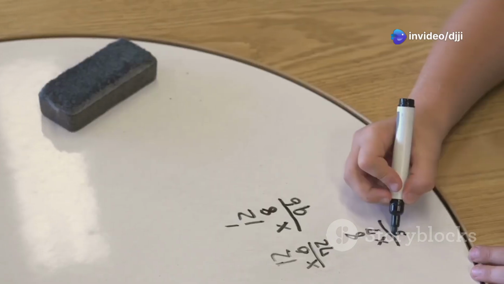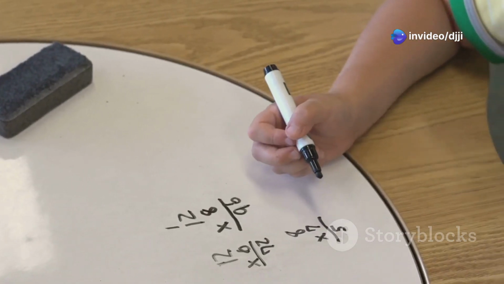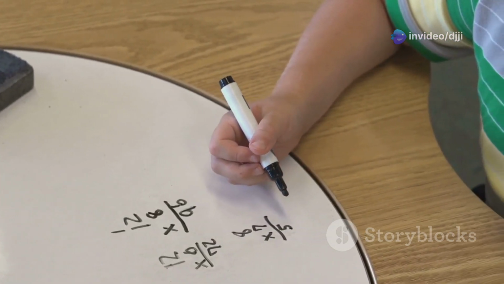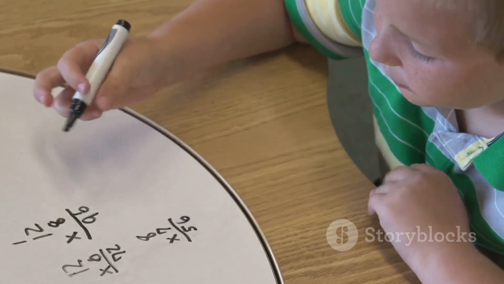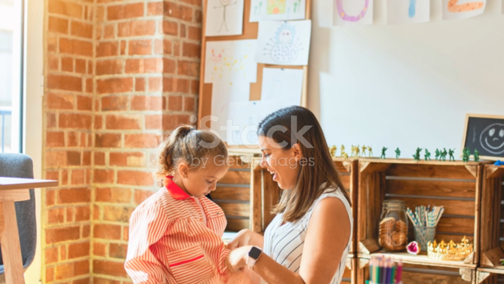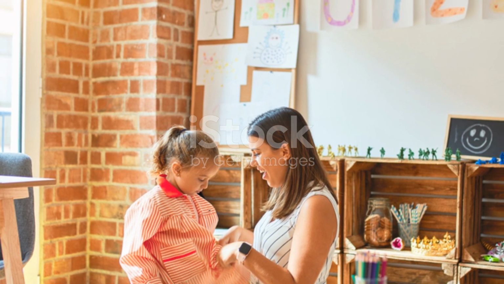To sum it up, solving radical equations involves 4 main steps. Isolate the radical, square both sides, solve the resulting equation, and check your solutions. And that's it. With some practice, you'll be solving radical equations like a pro.